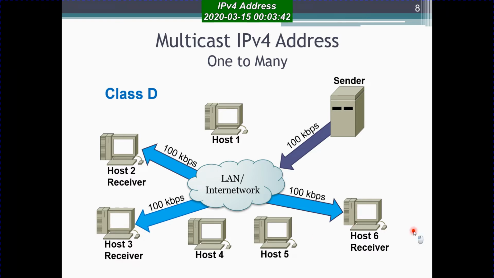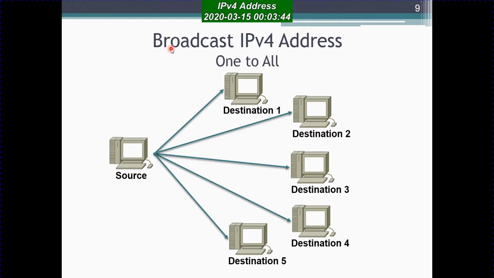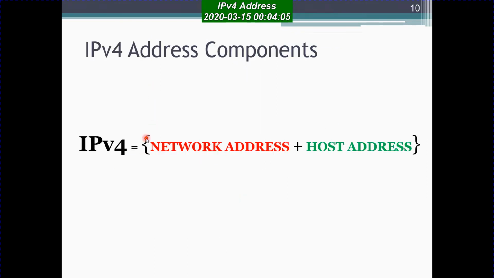We have a broadcast IPv4 address, which implements the one-to-all model. Here we have one computer acting as a source, sending information to everybody. Destination 1, destination 2, destination 3, destination 4, and 5. So all computers are going to receive whatever is being broadcast by the source computer. So this is the broadcast IP address.